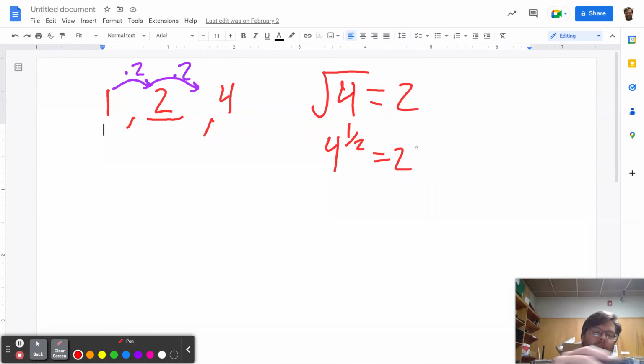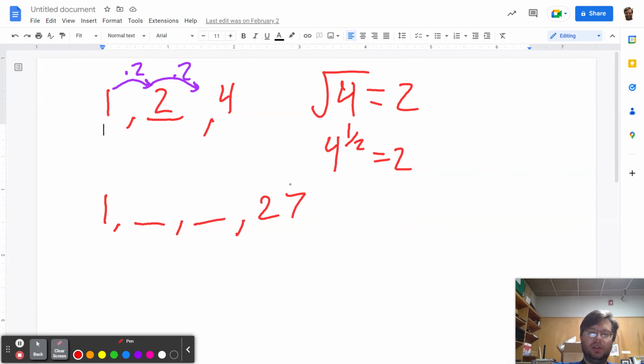Okay? So we could play a similar game where if we had, say, going from 1, blank, blank, 27, trying to think of what numbers fit in between there. Well, if I was doing it additively, I would do 1 plus 27 and I'd divide that by 3 and I'd put those numbers in between. But I'm not going to do it like adding. I'm not doing it linear. I'm doing it exponential. So I want to think, what number can I multiply by to get up to 27?